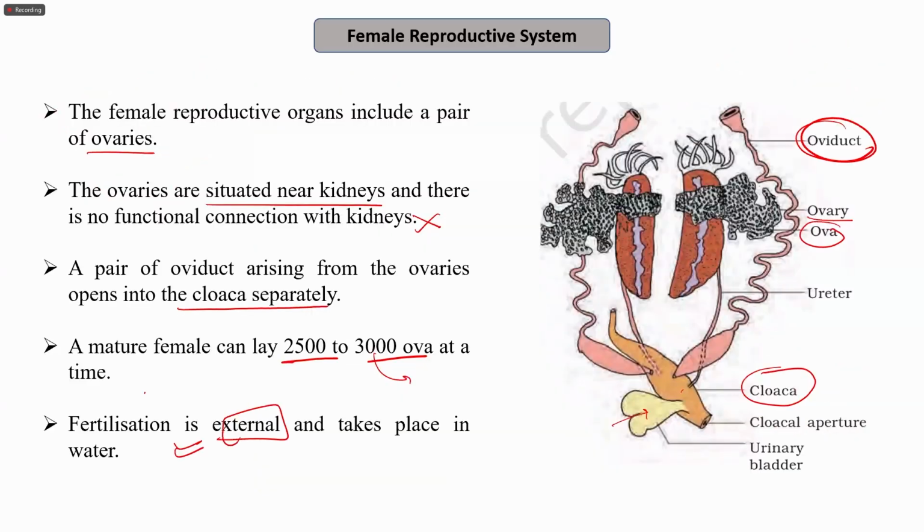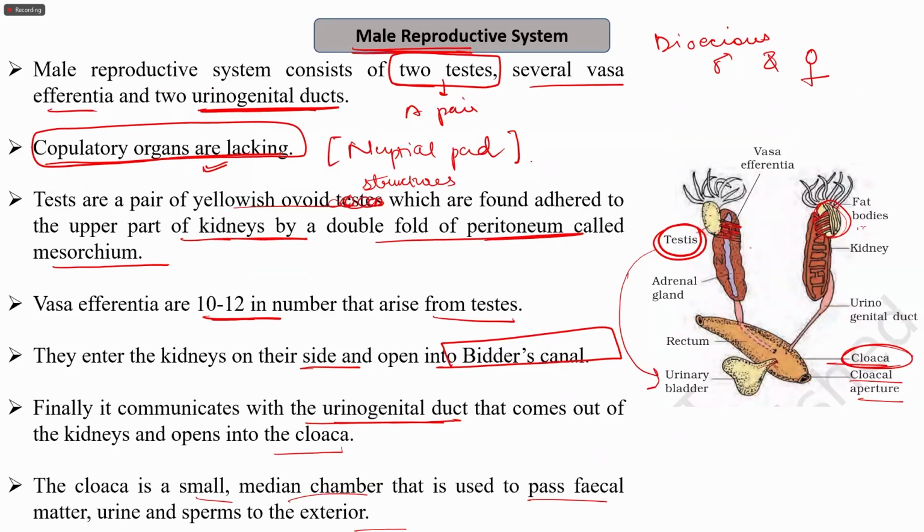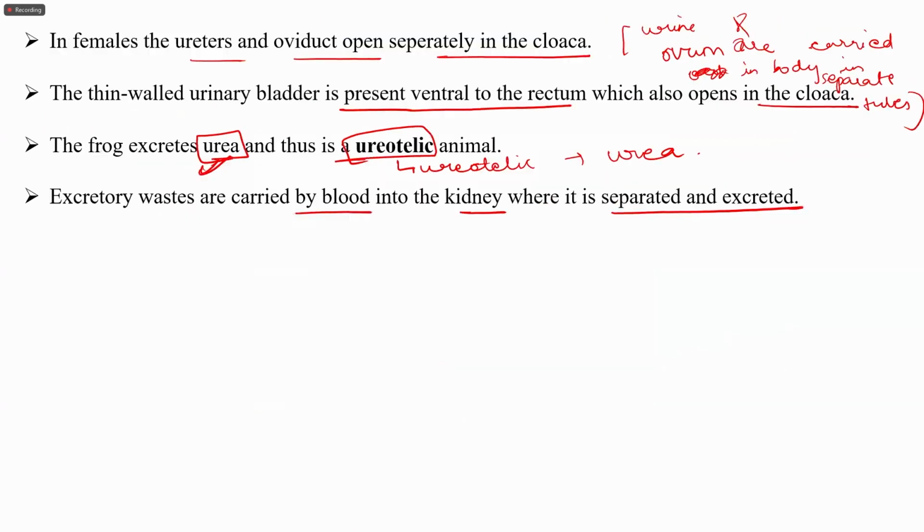So with this, it's the end of the different organ systems that are present in the frog, and it is also the last lecture on the structural organization in animals.